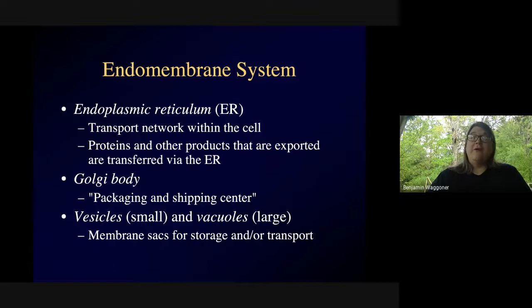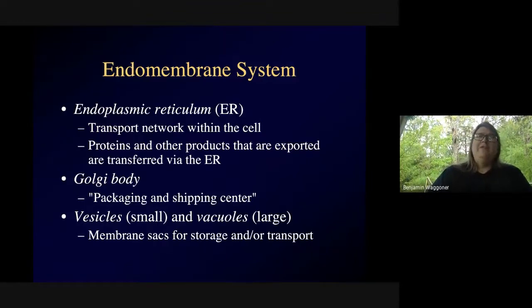The ER is a transport network within the cell. Many cells make proteins and export them out of the cell, and they go on to somewhere else. So they're made and they're exported via the ER, via the endoplasmic reticulum. They get packaged for export out of the cell in a structure called the Golgi body. Not that you asked, but Camillo Golgi, who discovered this thing, won a Nobel Prize back in 1905. He's famous in his field, I suppose.